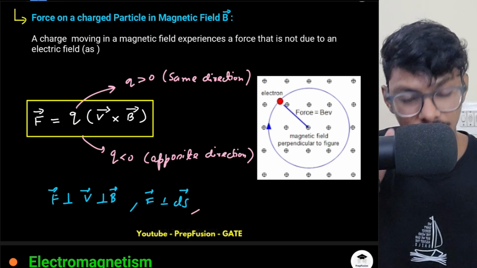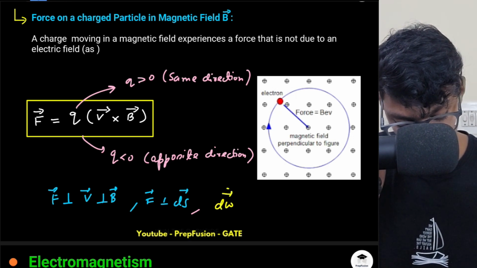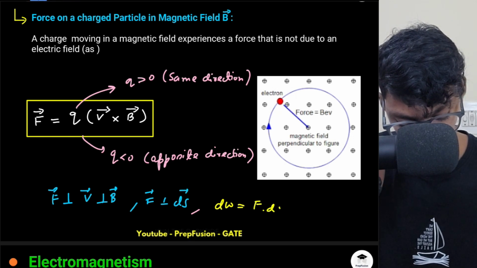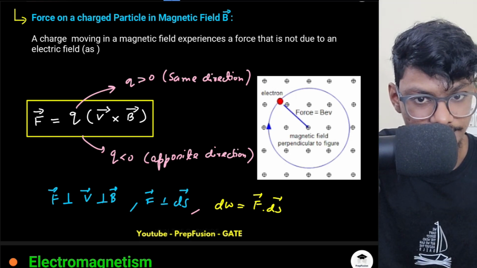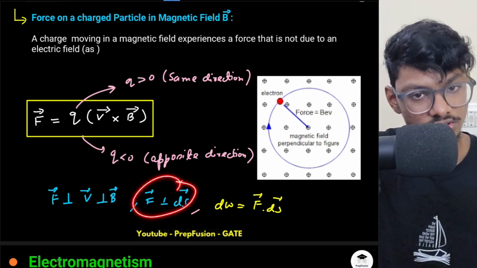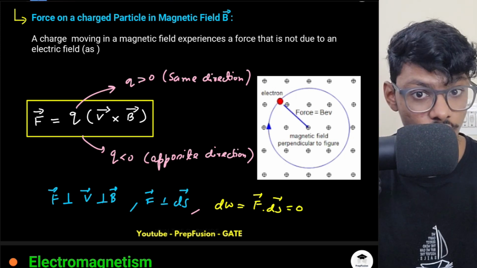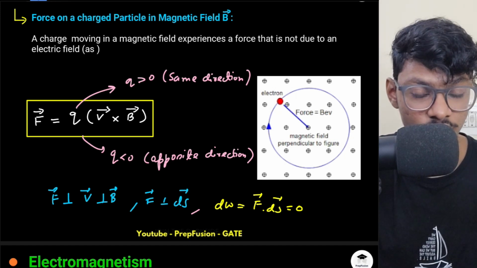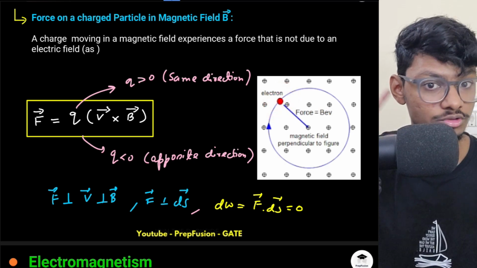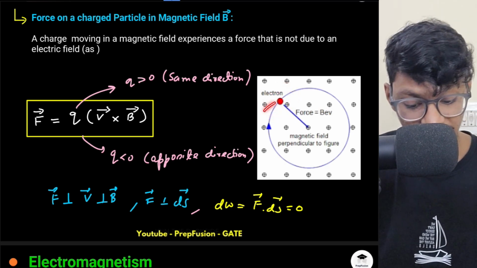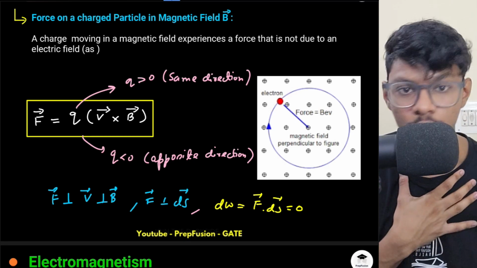And what is the work done? The work done formula, dW, a scalar quantity, equals F dot ds. If you remember, small work done. F dot ds means F ds cos theta. Cos theta is cos 90 because they are perpendicular, so this will simply be 0. You should know this, and it can come as a statement question: magnetic force does no real work on the charge. It can never change the direction of this charge. It doesn't have the capability, it doesn't have the strength.